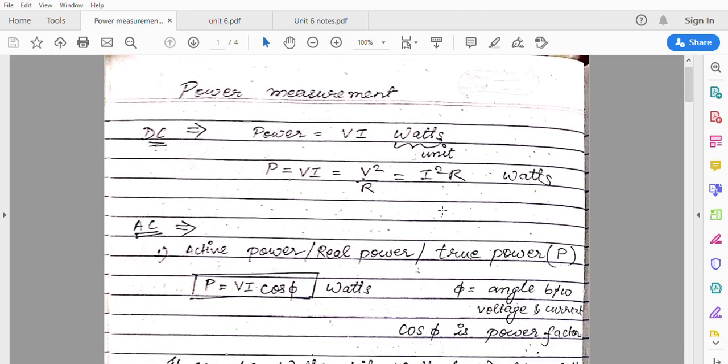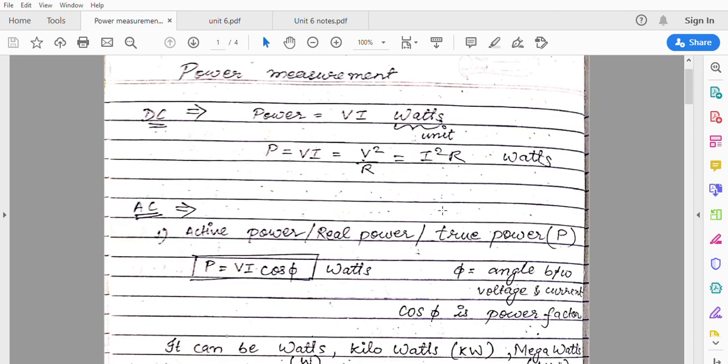Now coming to AC. In AC circuits we have studied the power triangle. What was the power triangle? There was P, active power, in the base, Q, reactive power, in the perpendicular, and S, apparent power, in the hypotenuse. We were getting a right angle power triangle. So we had three powers in an AC circuit, and we will study each power. We will recall them.